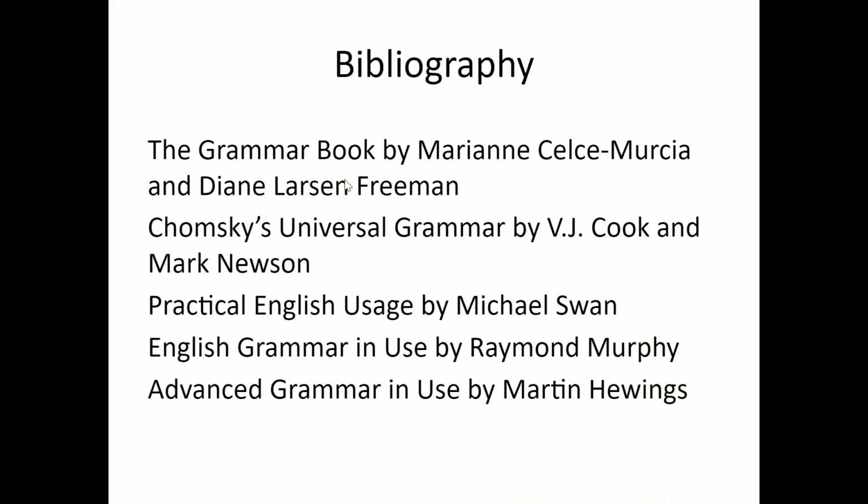So this is the end. Here is a bibliography of some of the books I used to put this together if you're looking for further reading. The grammar book by Marianne Celce-Murcia and Diane Larsen-Freeman. Chomsky's Universal Grammar. This is where the accessibility hierarchy of relative clauses comes from, or where I got it from, although it's actually also in the grammar book as well. Practical English Usage by Michael Swan, English Grammar in Use by Raymond Murphy, and Advanced Grammar in Use by Martin Hewings. Please check out any of these books for more information.